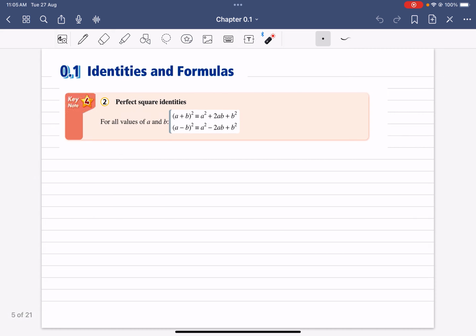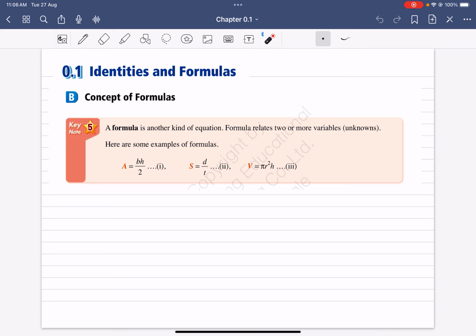So two more identities are this one: a plus b bracket squared is identical to a squared plus 2ab plus b squared, and then a minus b bracket squared is identical to a squared minus 2ab plus b squared. And at the same time, left hand side to right hand side, this is expansion. And for the other side, right hand side to the left hand side, this is the factorization.